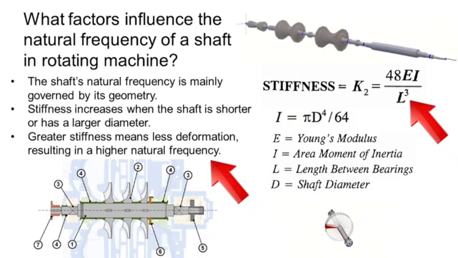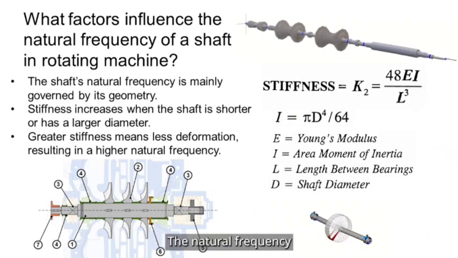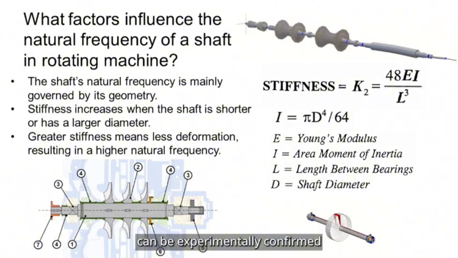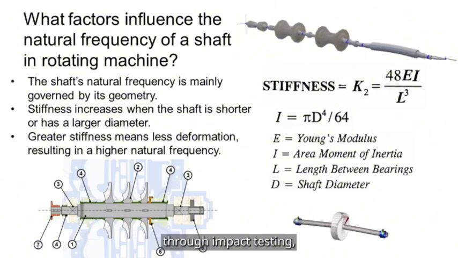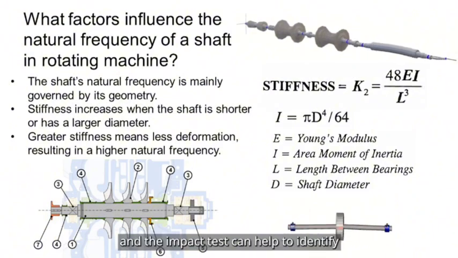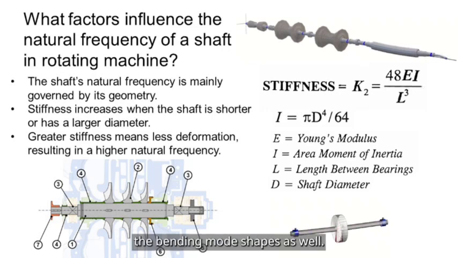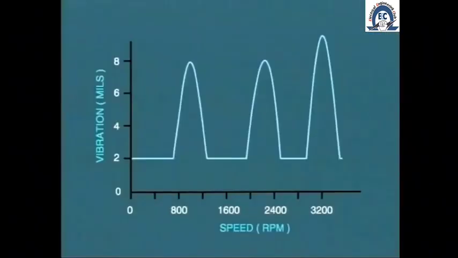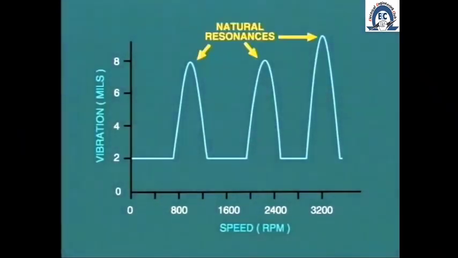at higher speed. The natural frequency of the shaft or rotor can be experimentally confirmed through impact testing. And the impact test can help to identify the bending mode shapes as well. Care must be taken to avoid as far as possible the critical speeds. Now, what do we mean by this term, critical speed? Well, this refers to a specific speed at which very high vibration occurs due to natural resonance of the turbine.